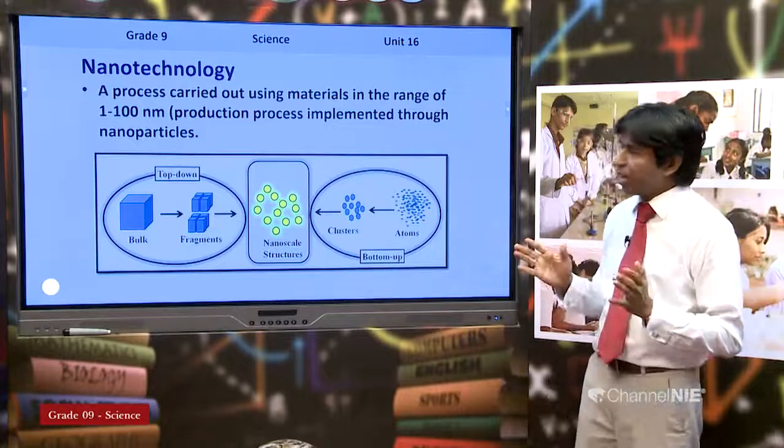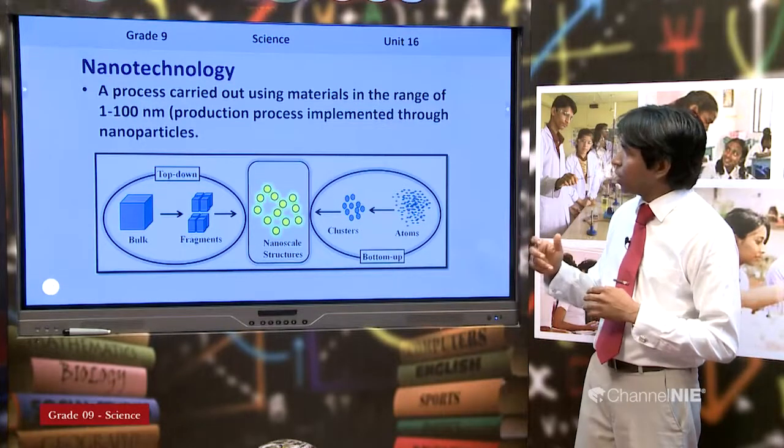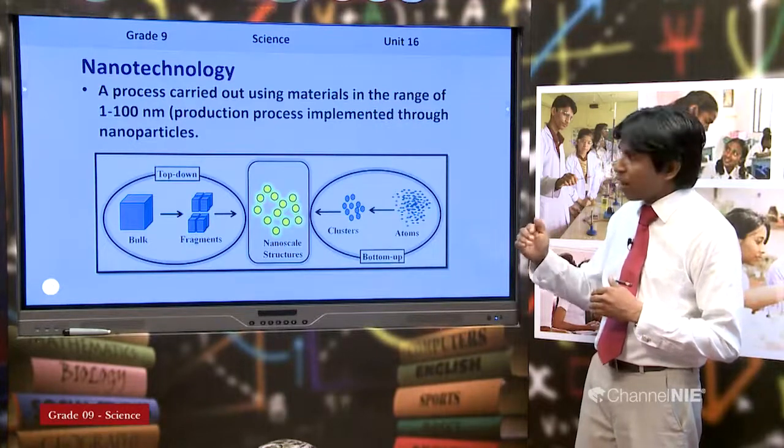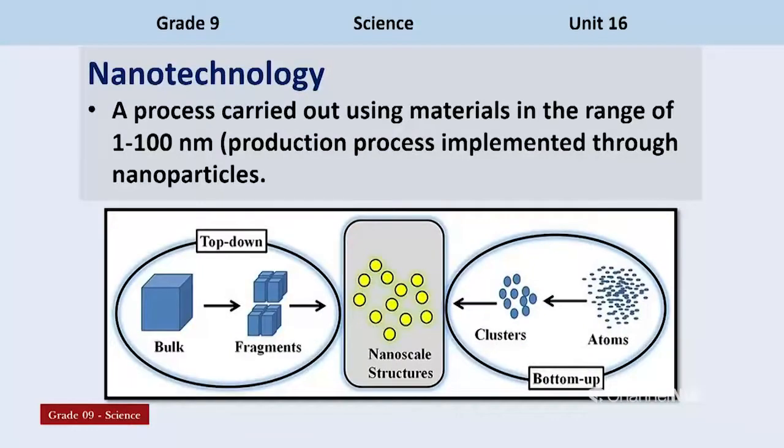Now, what is nanotechnology? The process carried out using materials in the range of 1 nanometer to 100 nanometers, or else production process implemented through nanoparticles. There are two approaches for this. One is top down approach and the other one is bottom up approach. So, that means you start from the nanoscale. Atoms are nanoscale particles.